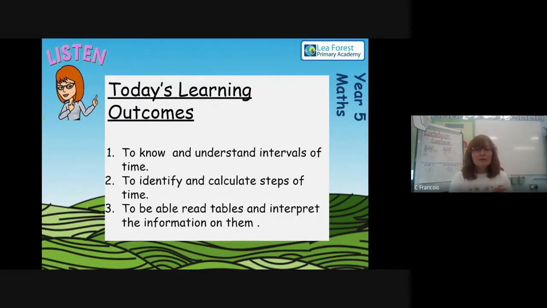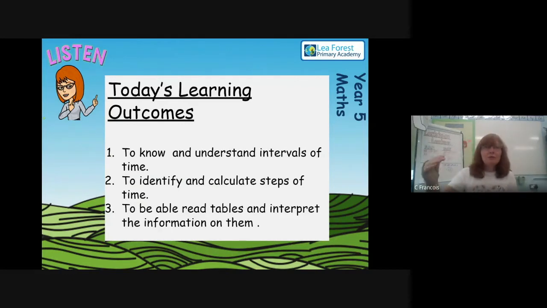So outcomes: to know and understand intervals of time, because to read tables, including timetables, you have to be able to calculate changes and units and intervals of time. We need to identify and calculate steps of time. So we need to be able to add time. We need to be able to find differences in time.